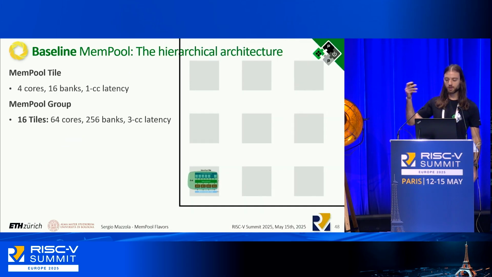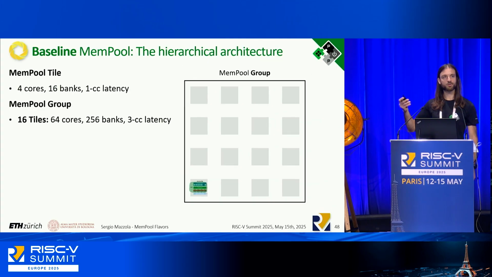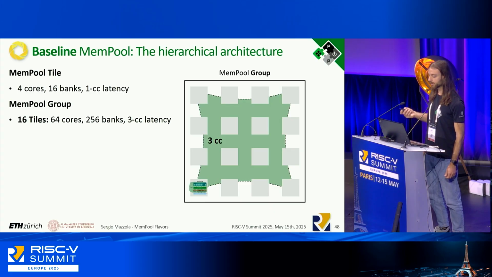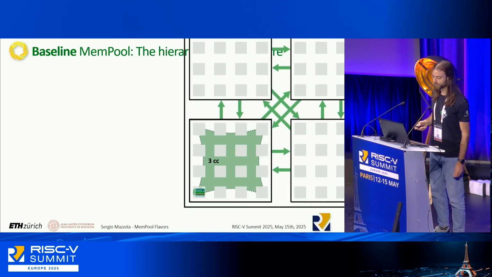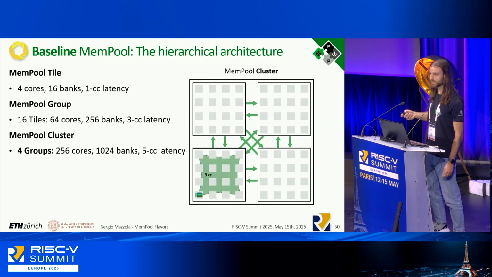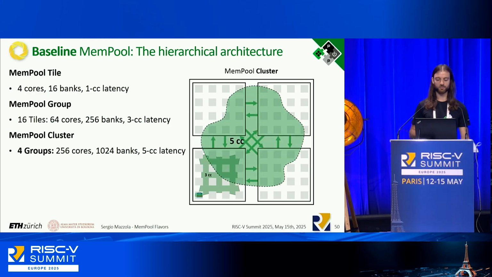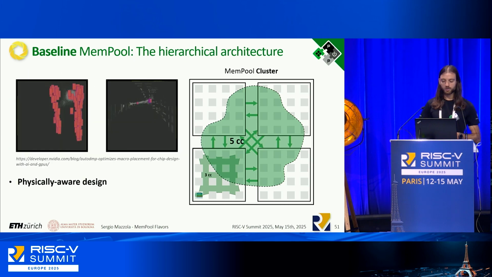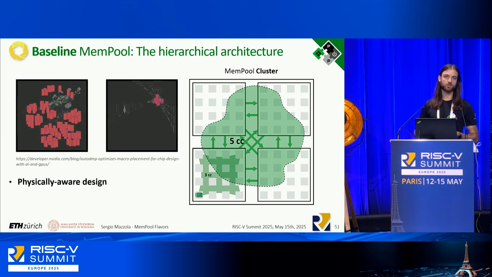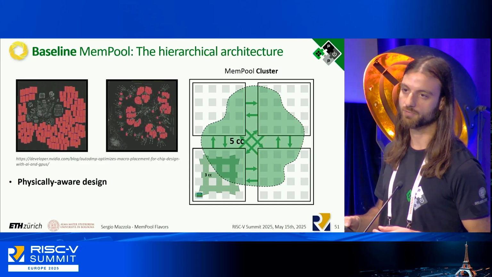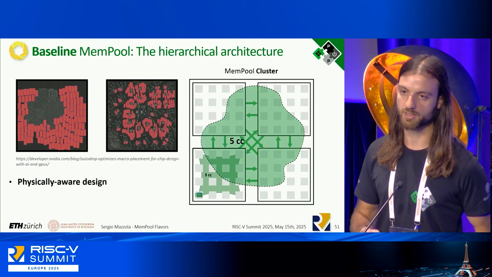Then when we move to the higher hierarchy level, we have the MemPool group that instantiates 16 tiles. And a core in the group can access all the other banks in just 3 cycles of latency. When we move even higher to the cluster, we have 4 MemPool groups, and a core here can access every other bank in at most 5 cycles of latency. So as you can imagine, the physical implementation of all these interconnects can be quite challenging, and we tackle these with a physical-aware design from the very early stages.